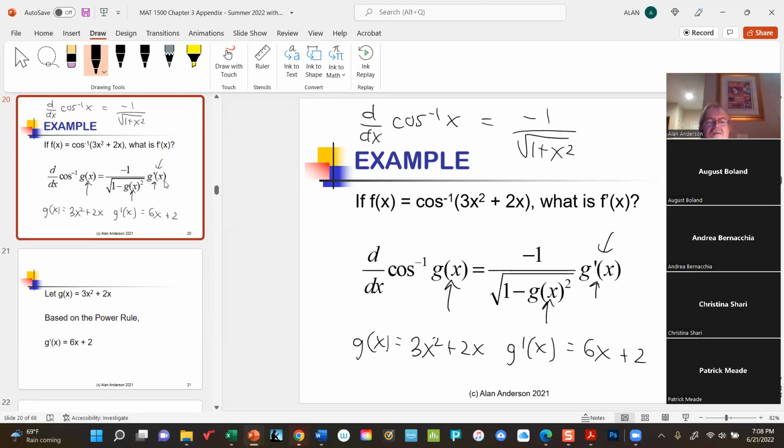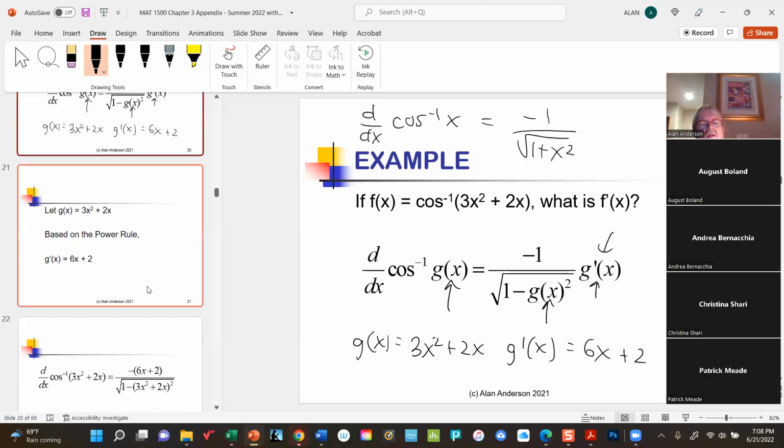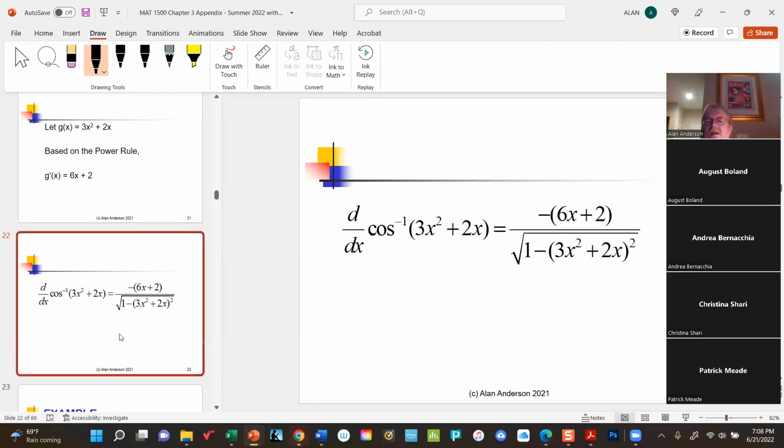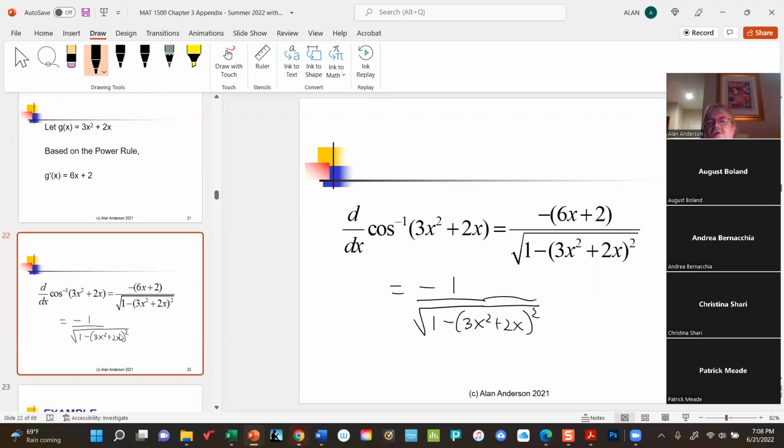So we end up needing just to have -1 over the square root of 1 minus g of x squared times g prime of x. So here, I guess what I should have done, I think I consolidated this into 2 steps. It's -1 over radical 1 minus, here's g of x squared. And then you multiply it by g prime of x.